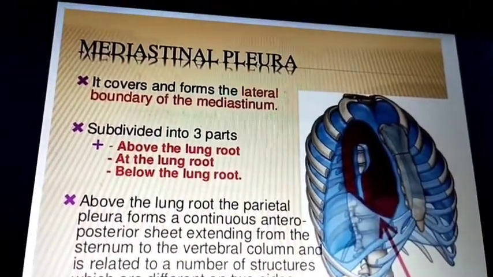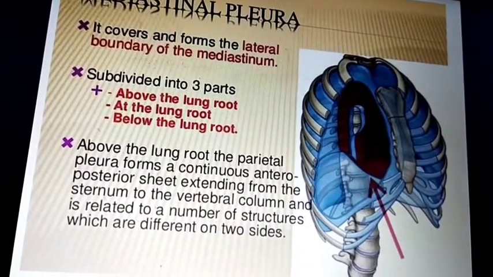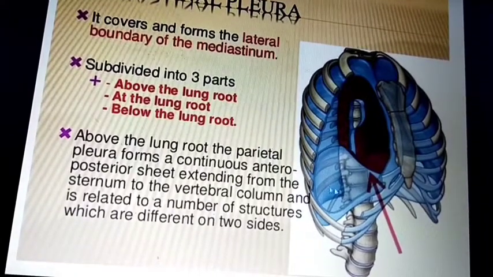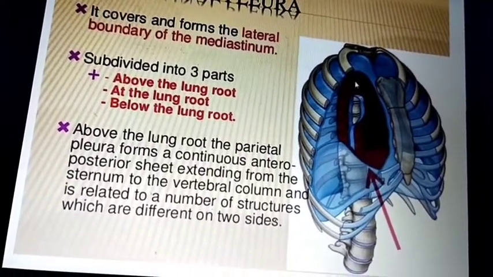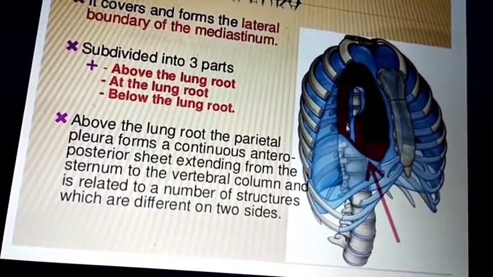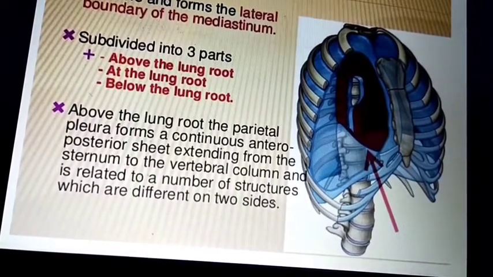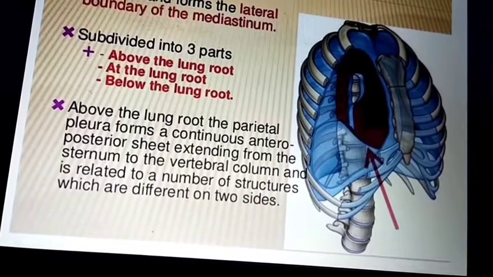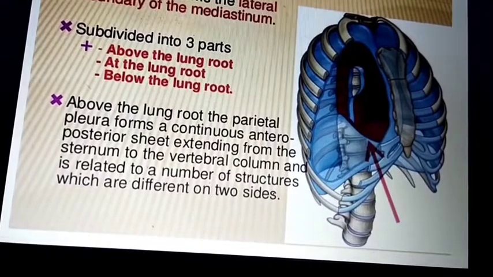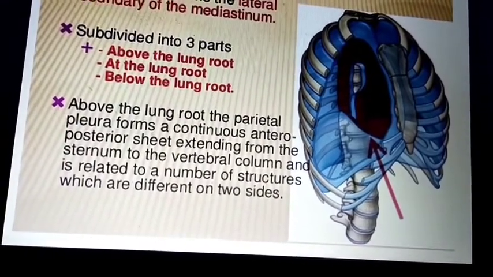Now, mediastinal pleura means it covers and forms the lateral boundaries of the mediastinum. It is subdivided into three parts: one above the lung root, one at the lung root, and one below the lung root. Above the lung root, the parietal pleura forms a continuous anteroposterior sheath extending from the sternum to the vertebral column and is related to a number of structures which are different on the two sides.